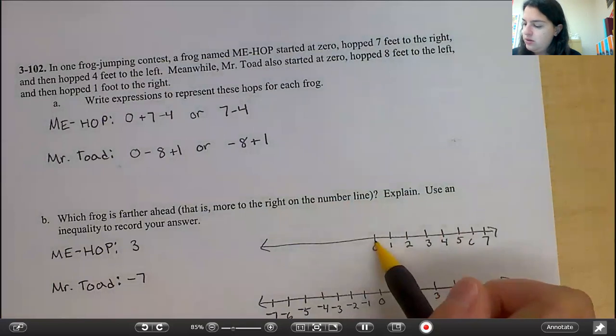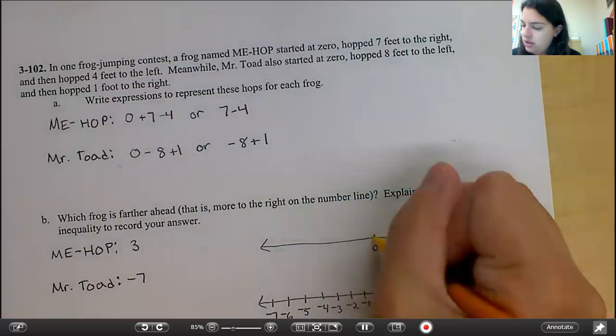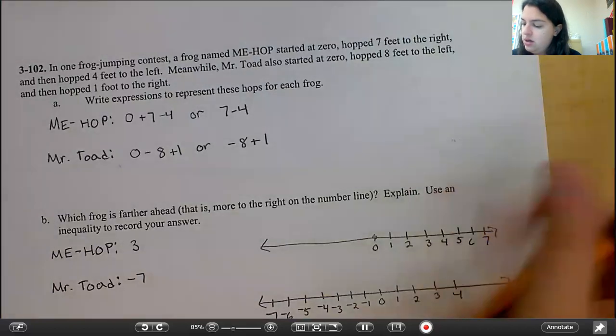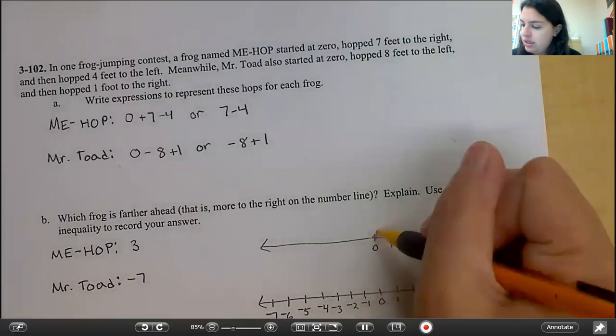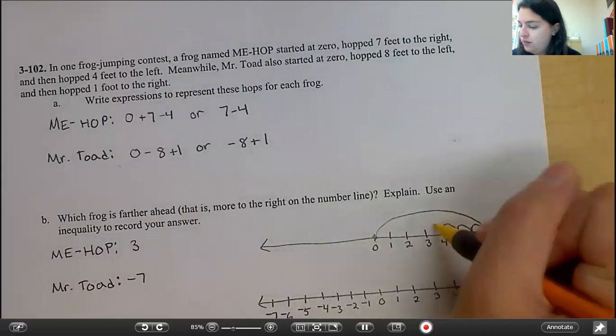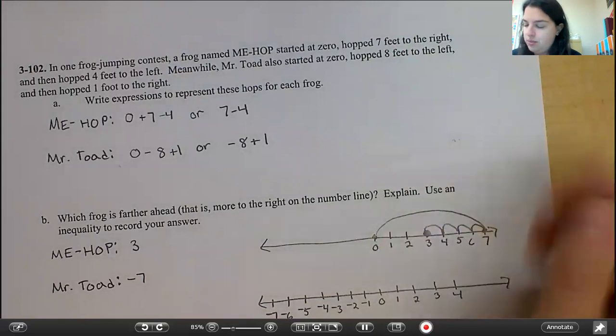So we started at 0, which you don't even need to do. So you could just start at 7. Okay, but started at 0, 7 hops to the right, 4 hops to the left. 1, 2, 3, 4. You would land at 3 for Mihop.